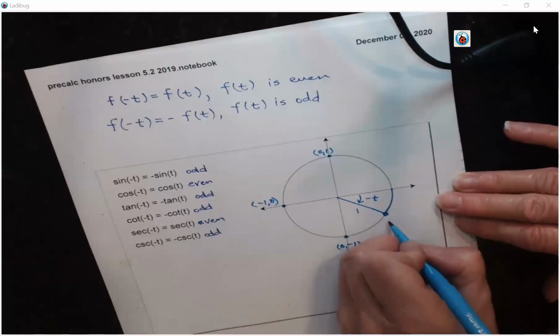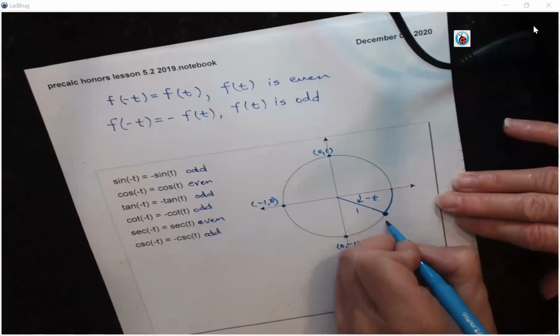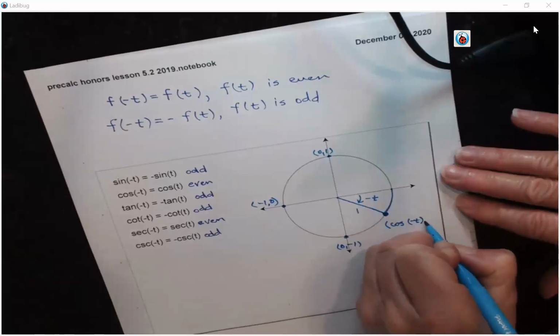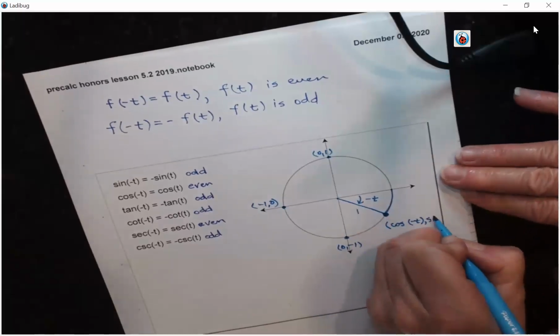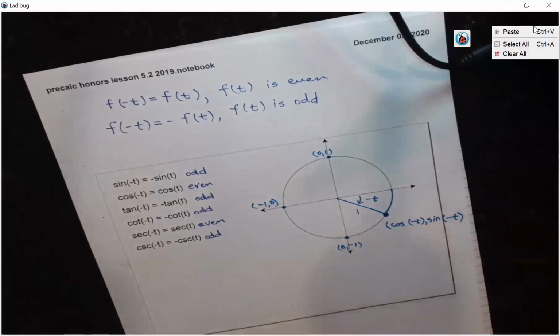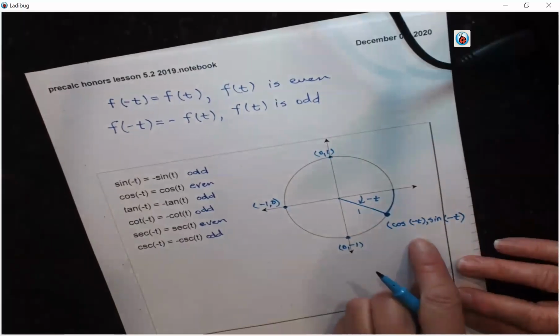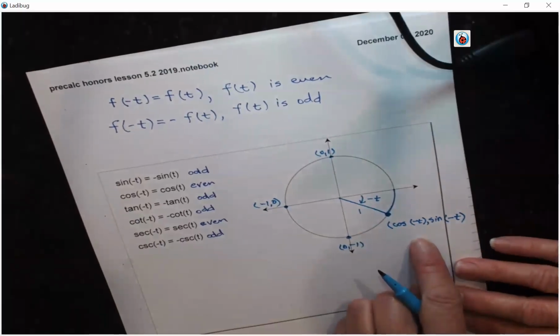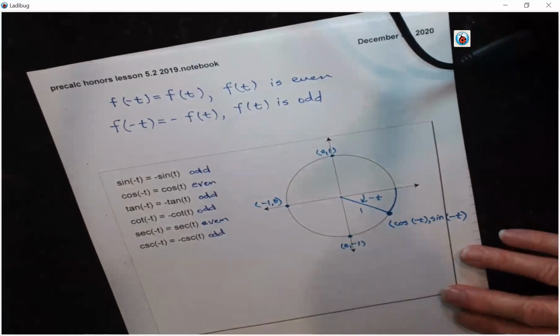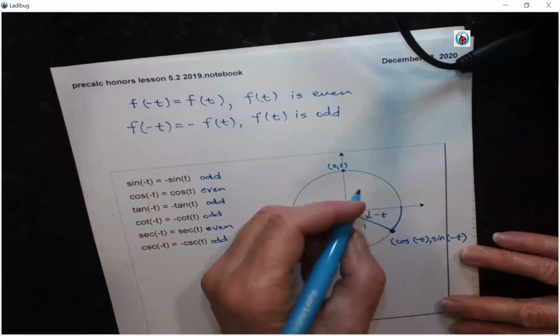I know that the coordinates on this terminal side are of the form cosine negative t, comma, sine of negative t. If you remember on that first slide when we were on the unit circle, the coordinates of any point on the terminal side of some angle t on the unit circle are, the x coordinate is the cosine of that angle and the y coordinate is the sine of that angle, cosine comma sine. Okay, so what about positive t?